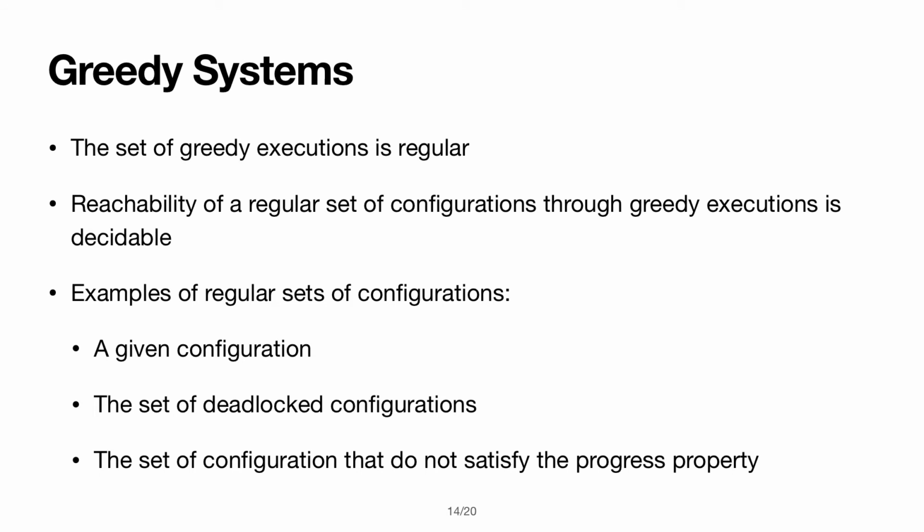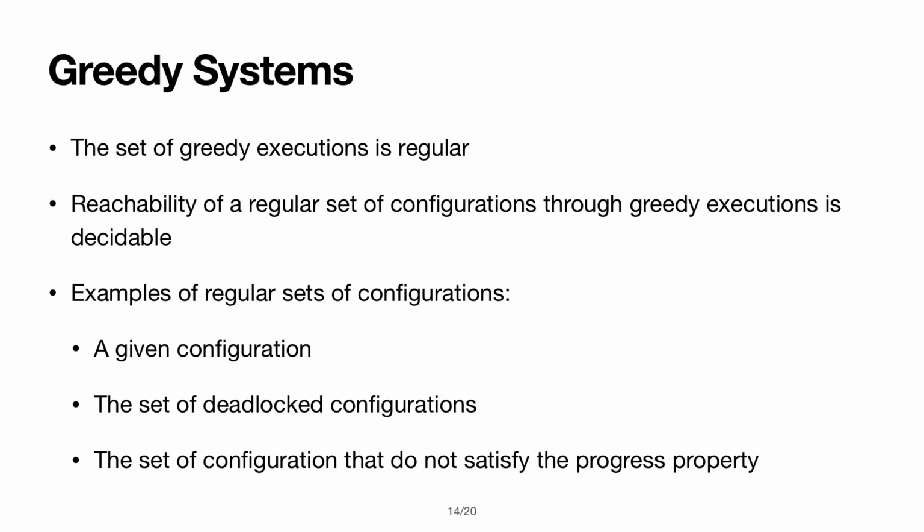One of the main points our results rely on is that we can show that the set of greedy executions of a system is regular. That is, if we consider the traces of executions as words, the greedy executions that are actually possible on a given system can be recognized by a standard automaton. However, the set of reachable configurations is not regular, but the intersection of a regular set of configurations and the set of reachable configurations for a greedy system is regular.